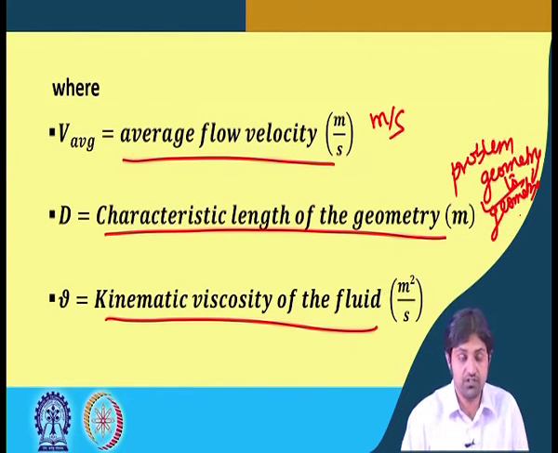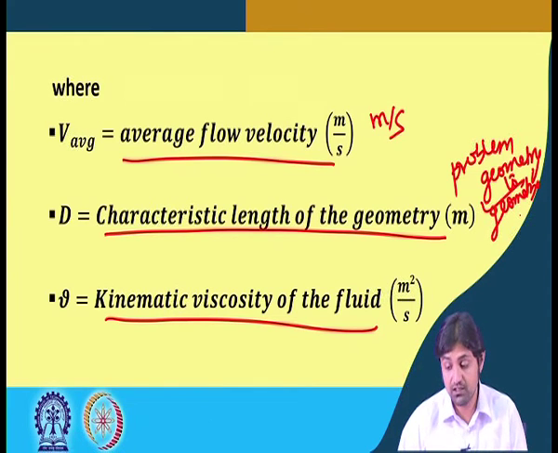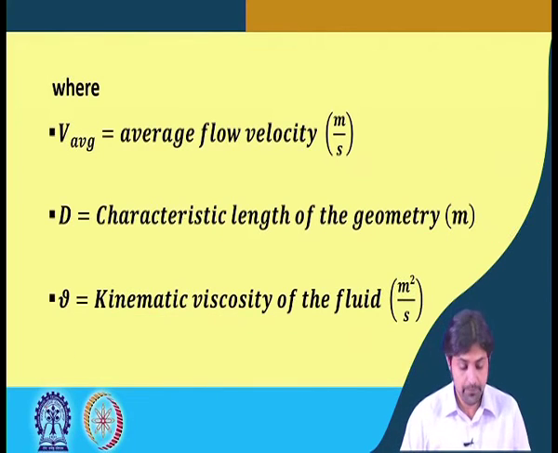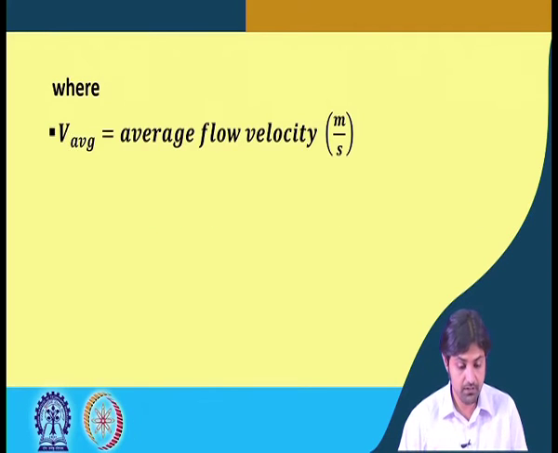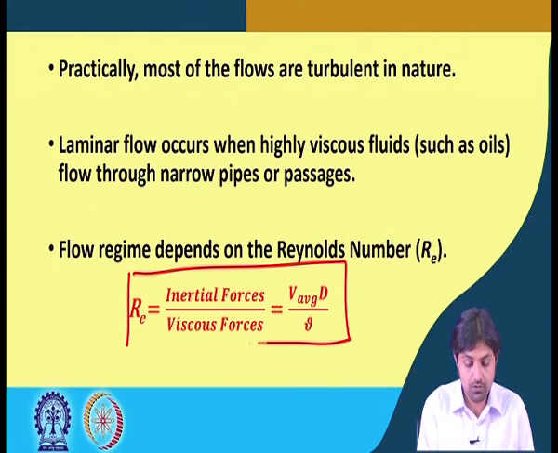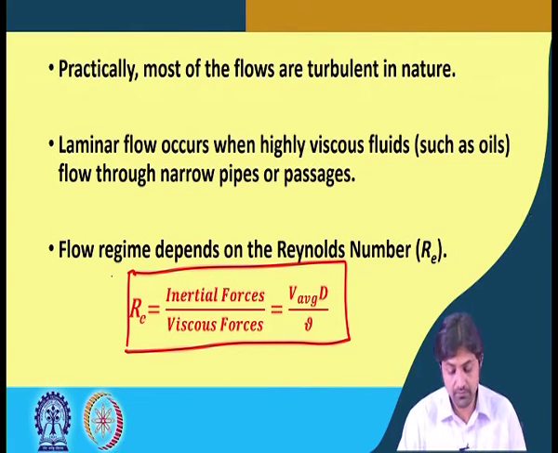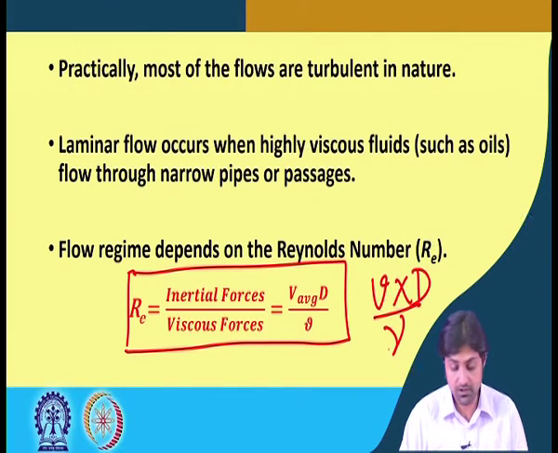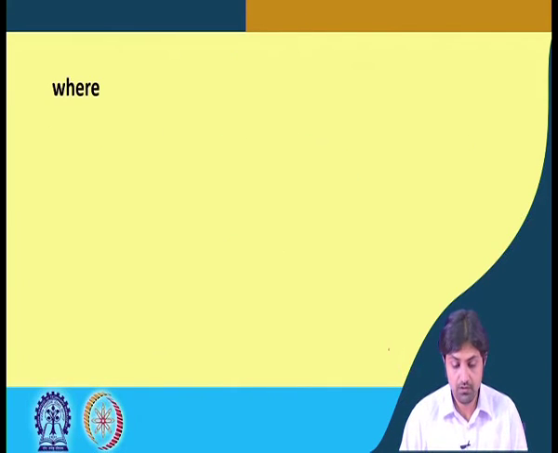For example, if you consider a sand grain, it can be nothing other than the sand diameter. If you consider a pipe, it cannot be anything else other than the pipe diameter. So, the Reynolds number is very important, you have to note that again. So, velocity times characteristic length by viscosity.